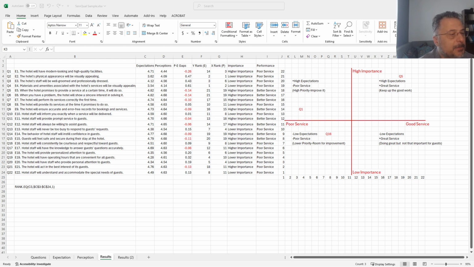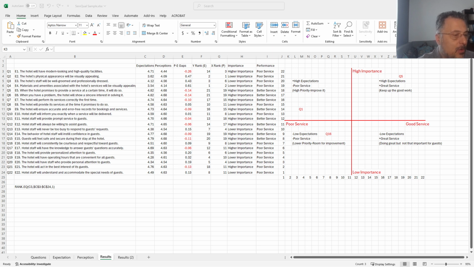Question 3, staff professionalism and grooming, were slightly better than expected, but the service is still categorized as poor, suggesting other factors influence guest satisfaction. Materials and amenities exceeded expectations, 3.54 versus 4.14, but their lower importance means they don't significantly impact the overall service perception. Number 5, timeliness of promised service, was close to expectation, resulting in a better service rating.